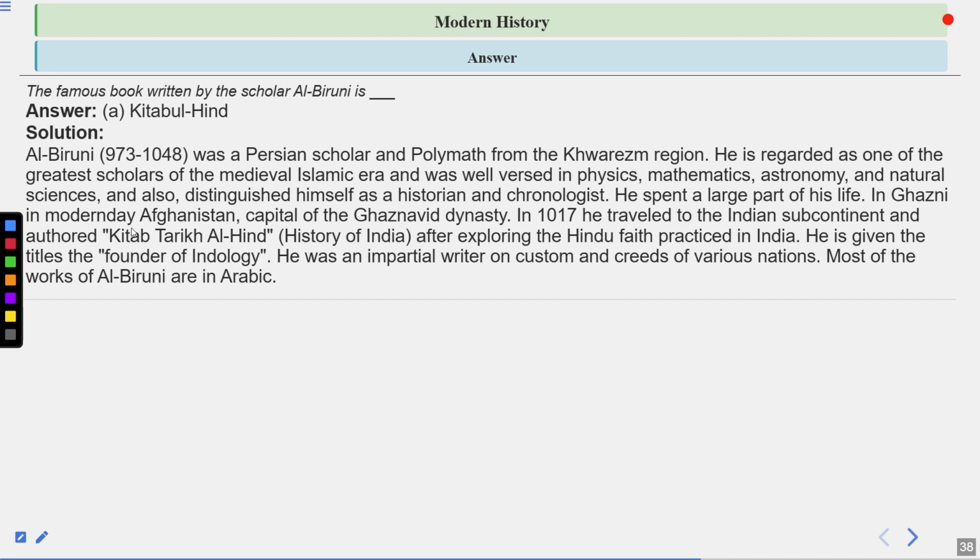He spent a large part of his life in Ghazni, in modern day Afghanistan, capital of Ghaznavid dynasty. In 1017, he traveled to the Indian subcontinent and authored Kitab Tariq al Hind, History of India, after exploring the Hindu faith practices in India. He is given the title the founder of Indology. It means the founder of the Indian studies. He was an impartial writer on customs and creeds of various nations. Most of the works of Al Biruni are presented in Arabic.